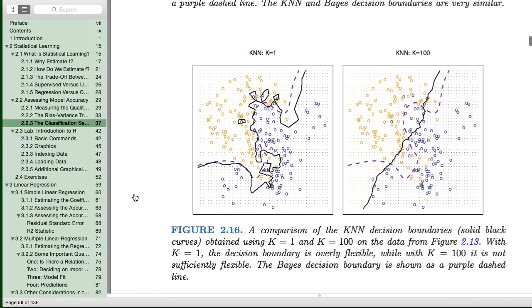On the other hand, let's suppose that we use different values of k. So here's a case where we use k equals 1, and the boundary is overly flexible. And here we use k equals 100, and the boundary is not sufficiently flexible. In both cases, this is the same simulated data that we saw earlier. In both cases, we see the optimal boundary shown here as a purple dashed line. And you can see that although this is too flexible, it's a better approximation of reality than the inflexible one is.